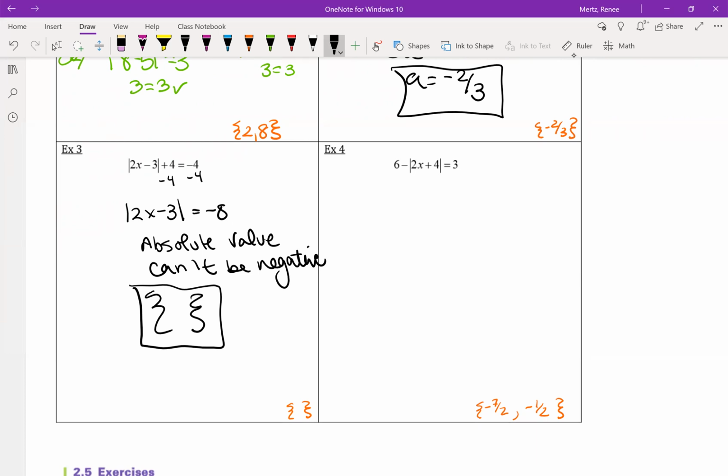Example 4 is a good one. If you want to think like a mathematician, you might want to move the absolute value away to the other side to make it positive. Otherwise, we're going to have to divide by a negative. So my strategy is going to be to add the absolute value of 2x plus 4 to the other side, just to get rid of the negative.